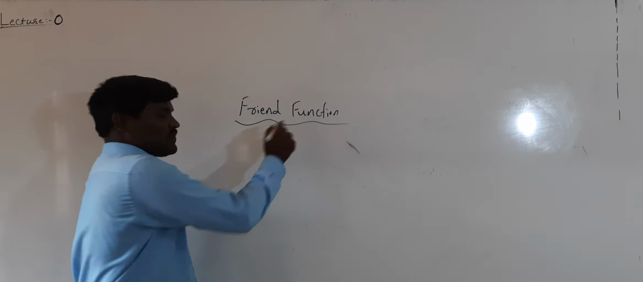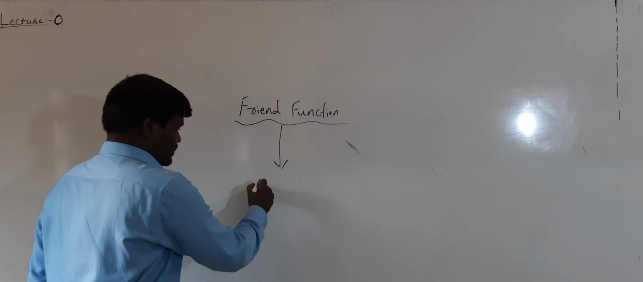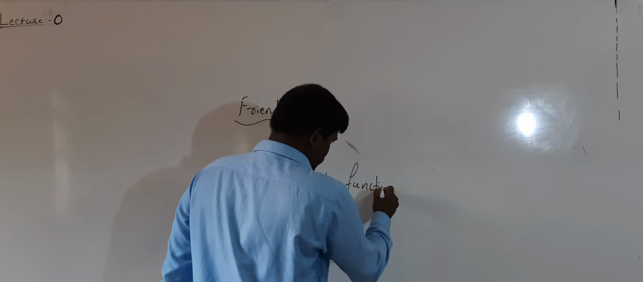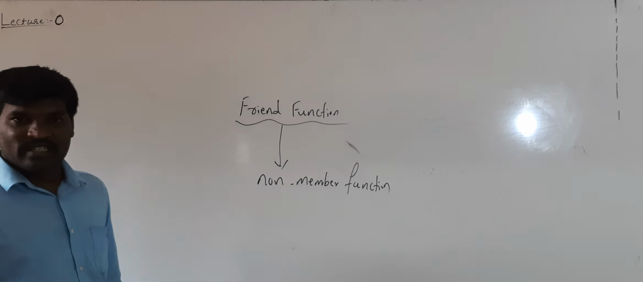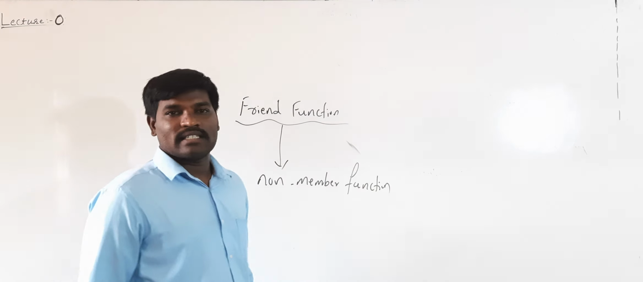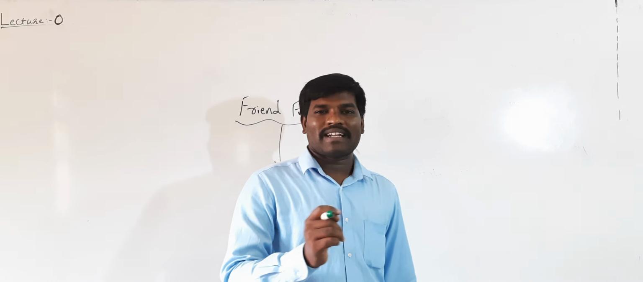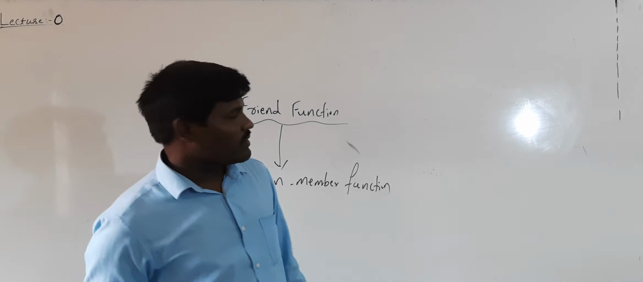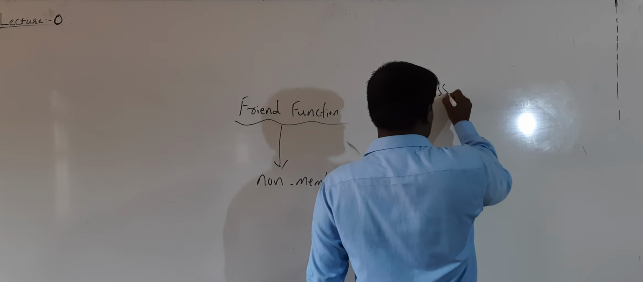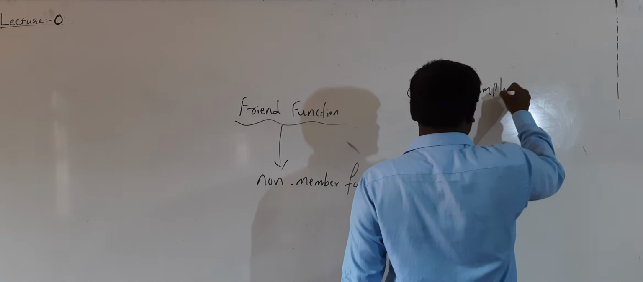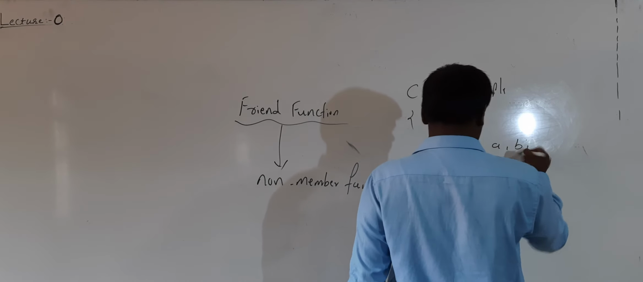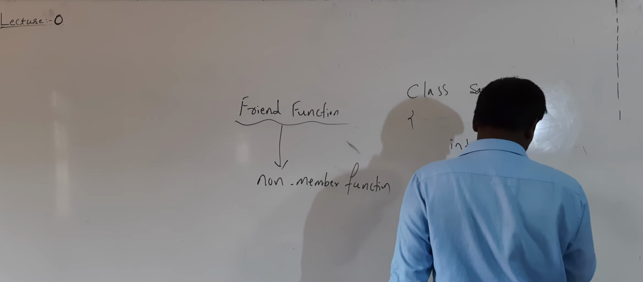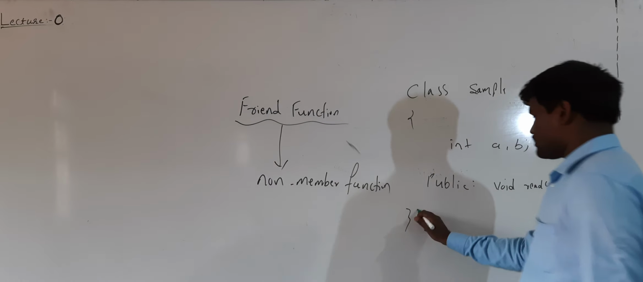Here, friend function means it is a non-member function, but this function has all rights to access the private, public and protected members of the class. For example, I can define one class sample, with int a, b, then public, and I can mention void read. Then I close the class.